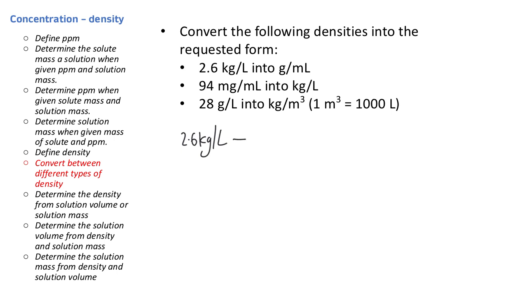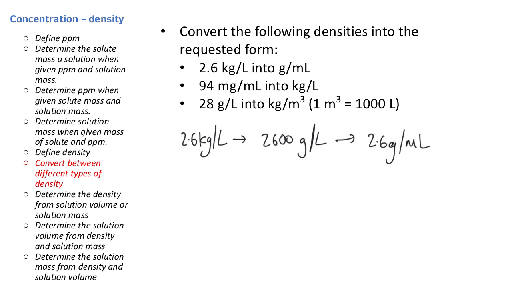If you think about 1 liter, that would be the same as saying it's 2,600 grams in that 1 liter. Because what I've done is, to go from kilograms to grams, I've multiplied by 1,000. Then, if it's 2,600 grams per liter, how much would there be in 1 mil? Remembering that there's 1,000 mils per liter, you would divide this by 1,000 to get 2.6 grams per mil.